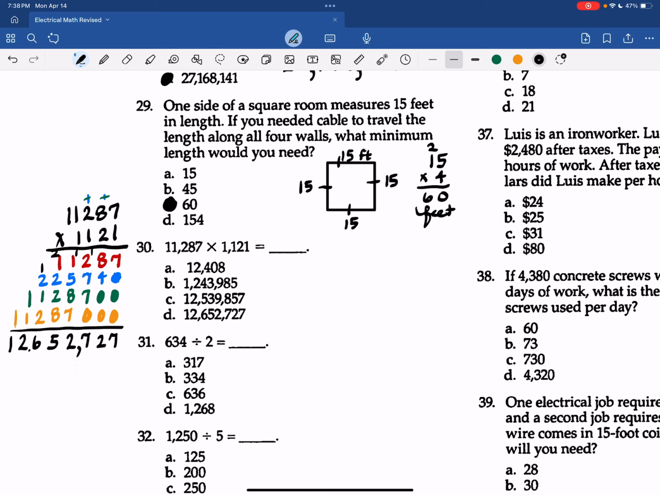I will put my commas in here because I just can't read all that. And I'm going to assume that's right. 12,652,727. I'm going to check that just because I don't trust myself. If you and I were in a classroom together, you could tell me that it was correct.